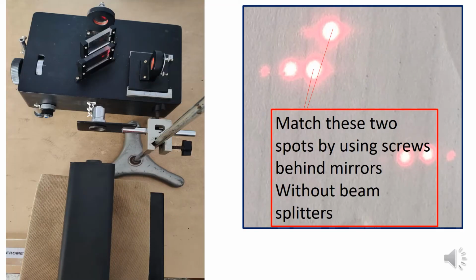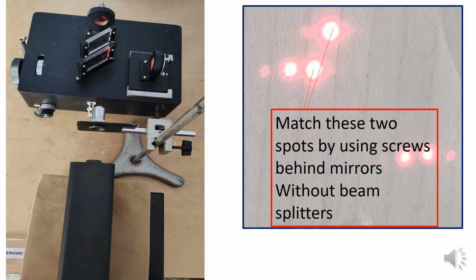Now, when this beam splitter is not in the path of the beam, what will we see? We will see two bright spots and many other spots. Only the two bright spots we will consider. We will try to match these two bright spots with the help of these screws also and these screws also.